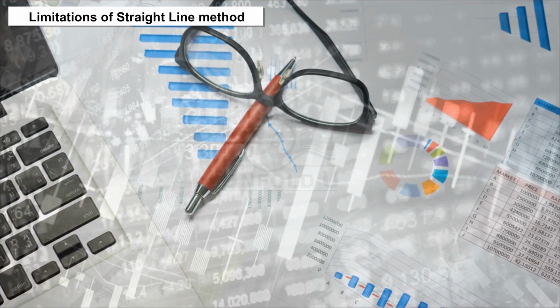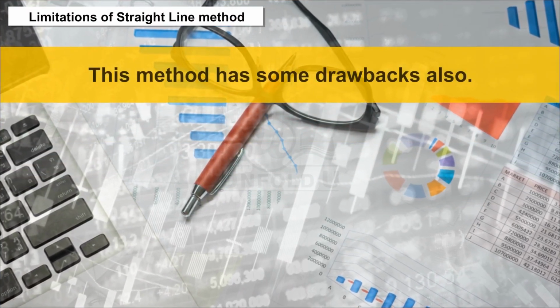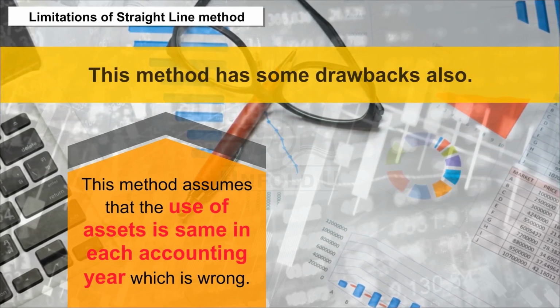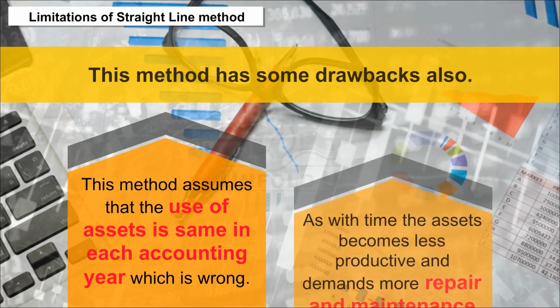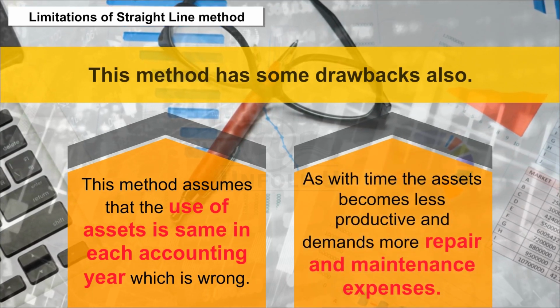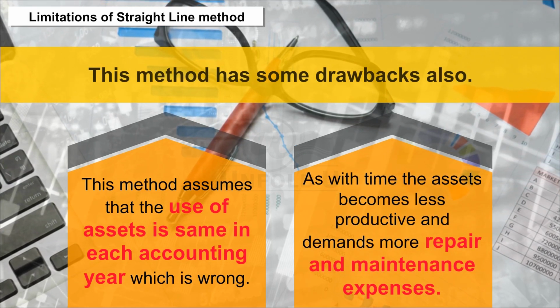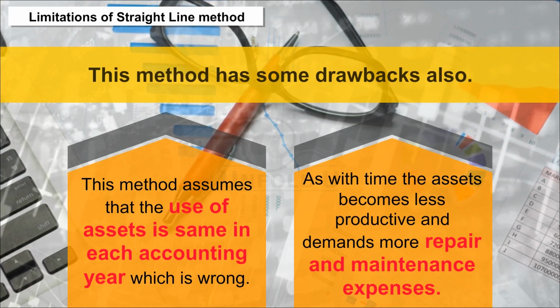Limitations of straight line method. This method has some drawbacks also. This method assumes that the use of assets is the same in each accounting year, which is wrong, as with time the assets become less productive and demand more repair and maintenance expenses. So it is not advisable to charge the same amount of depreciation every year.